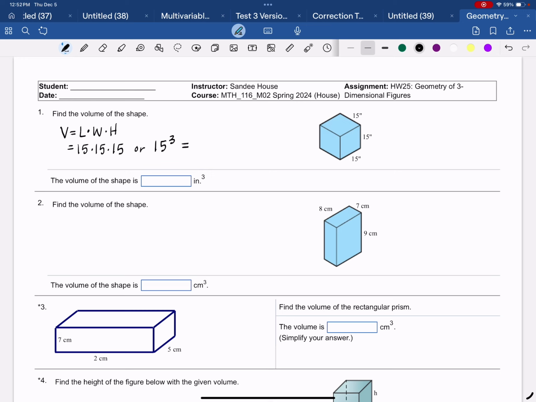Using your calculator, 15 to the third power is 3,375, and notice we are in cubic inches.